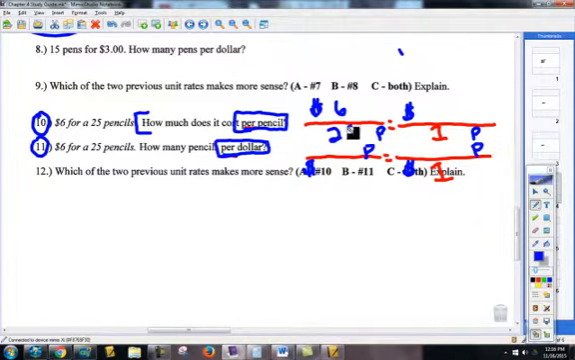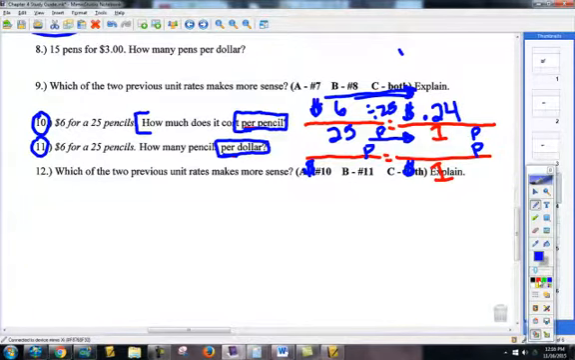$6 for 25 pencils. What am I doing to go from 25 pencils to 1 pencil? Yep. Divided by 25, so what do I got to do up here? Does the order in which you type in this problem matter? Yeah, you must go from left to right. 6 divided by 25 is going to give us what? 0.24, which is 24 cents, right?